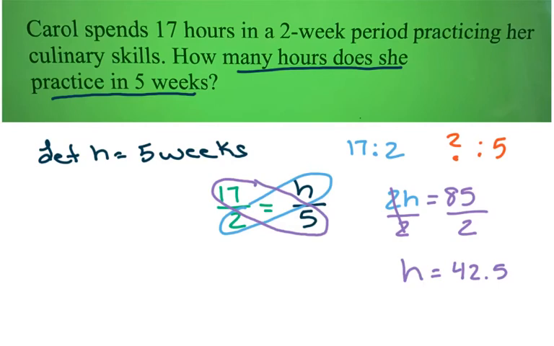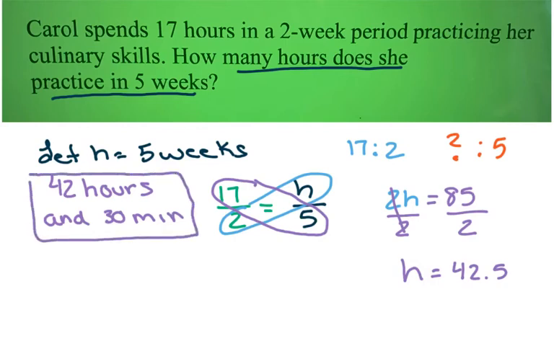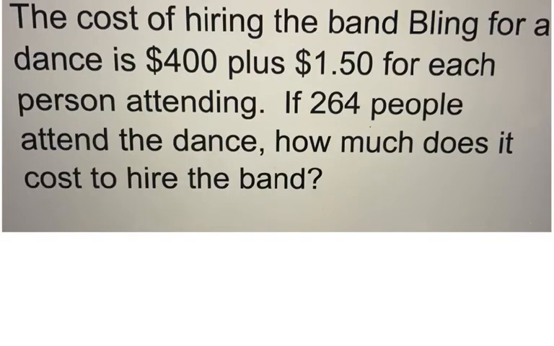So how many hours does she spend in 5 weeks? It would be 42 hours and 30 minutes. And that would be the answer to this problem. Okay, that one was a little challenging. A few more. At this time, I would like for you to pause the video and see if you can set this one up on your own.